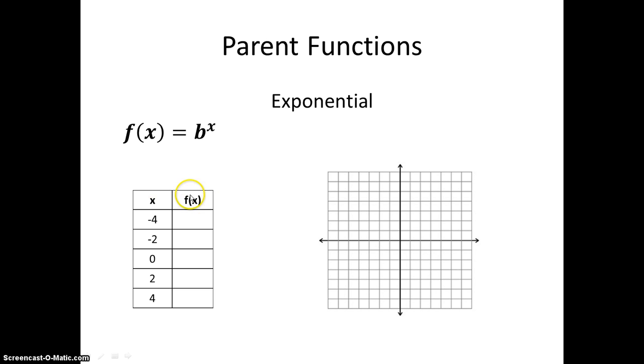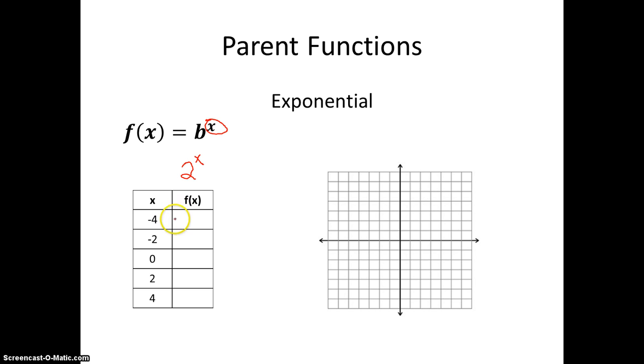We're almost done. Continuing with parent functions. So exponential functions: f of x equals b to the x. We can tell really easily that it's exponential, right? Because x is in the exponent. That's how we're going to tell that it's exponential. Now, we also notice that we have a base here, a b. For example, we're going to use 2 to the x. And let's see what happens when we plug in our numbers.